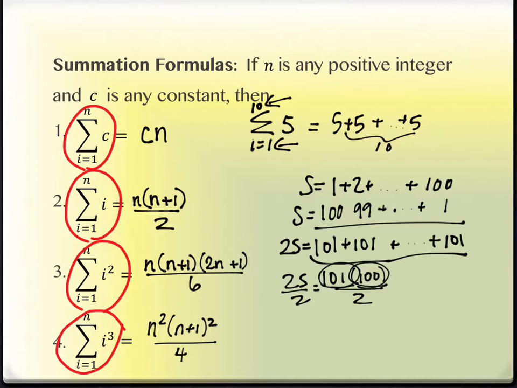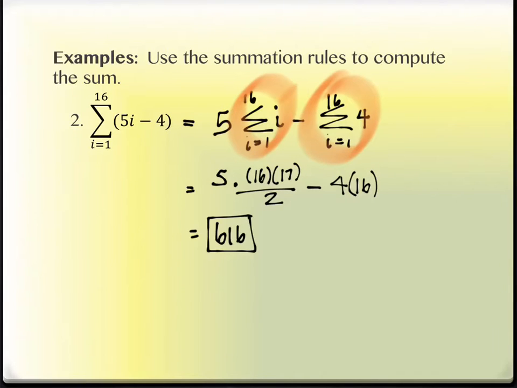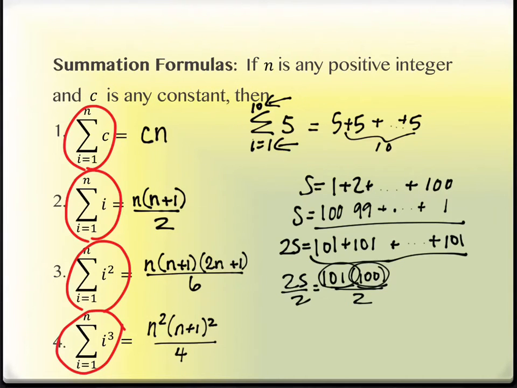Does that mean we're going from 4 to 16, or what is the i? So our problem went from 1 to 16. Okay, and all of these formulas will go from 1 to n. Oh, that was a 1. Yeah, it was a 1.